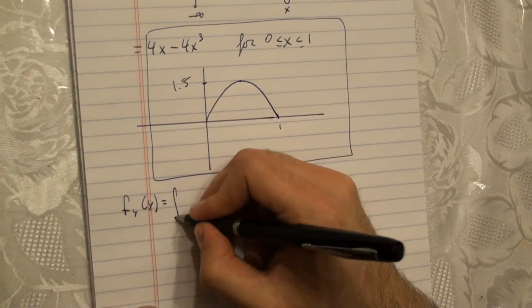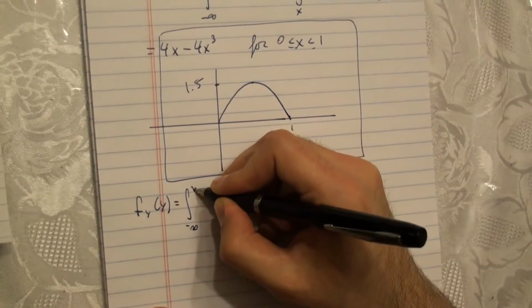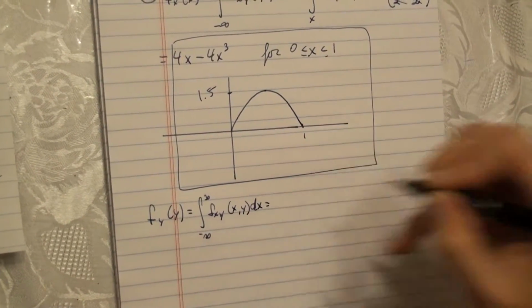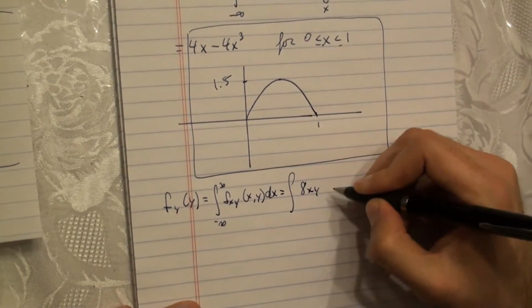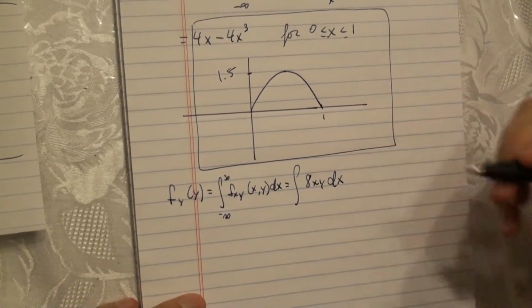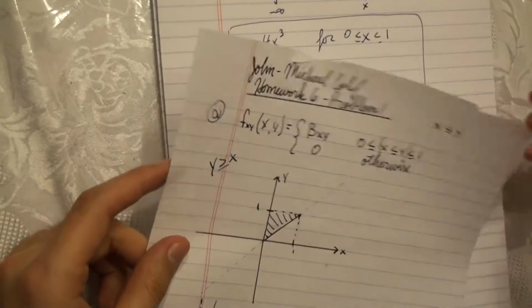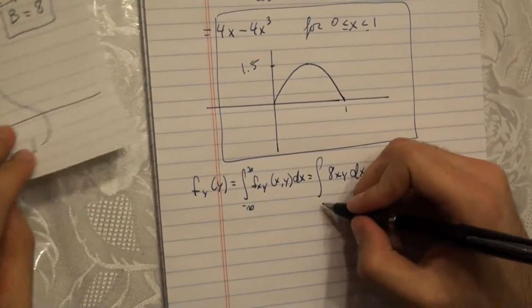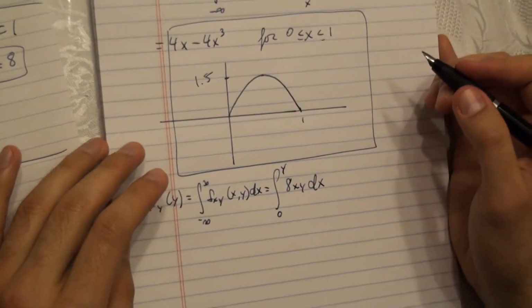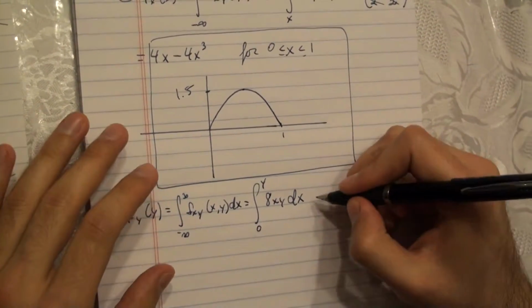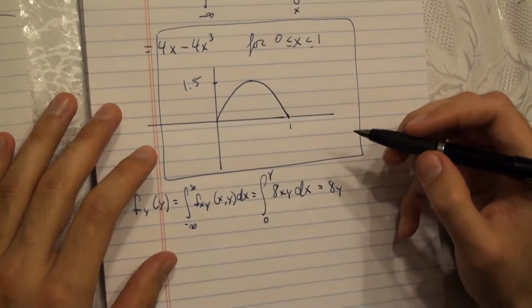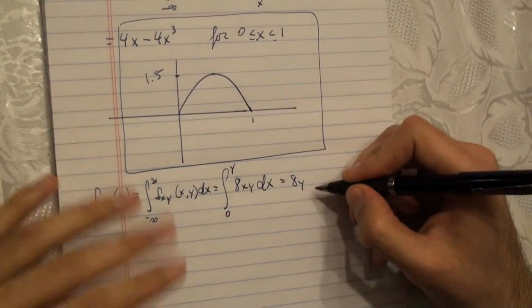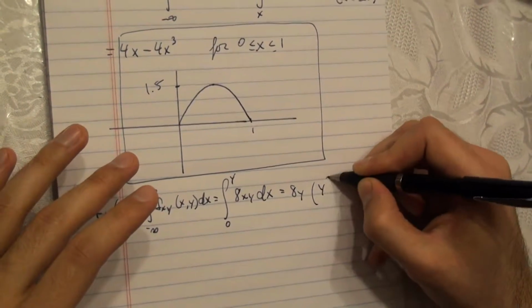This is going to be the integral from negative infinity to infinity of f of x, y with respect to x, because we want to integrate x out. So we have our density function 8xy dx. Where does x exist? X exists from 0 to y. So we can take 8y out. We have x squared over 2, so we're going to have y squared over 2. The 0 goes away.